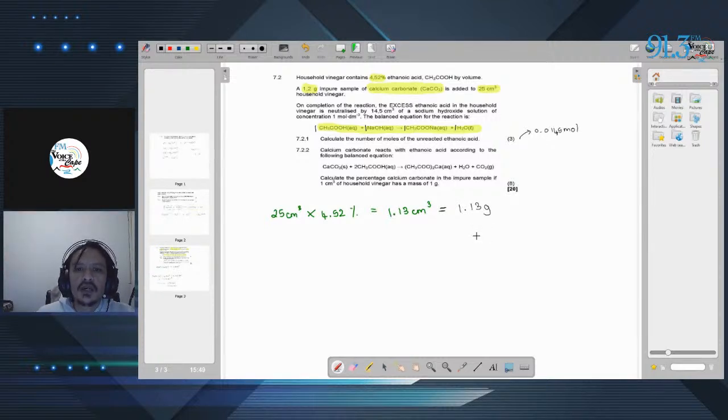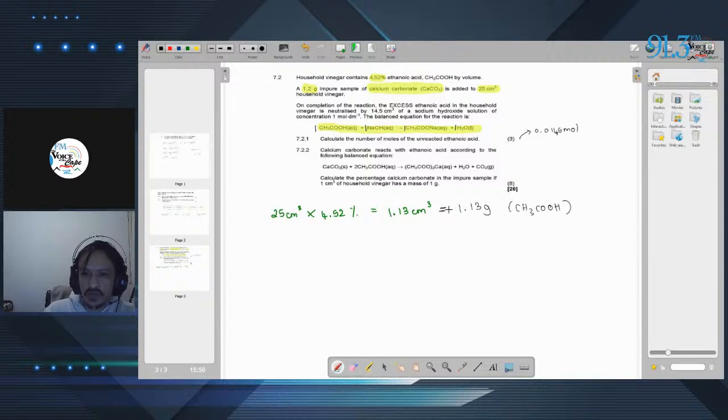Okay. Now, let's see what the next part is. So this is, of course, a very tricky problem. Let's see. Calculate the percentage calcium carbonate in the impure sample. Okay. So if we go back here, this is what was left over. So we need to work out the number of moles of 1.13 grams of vinegar, right?